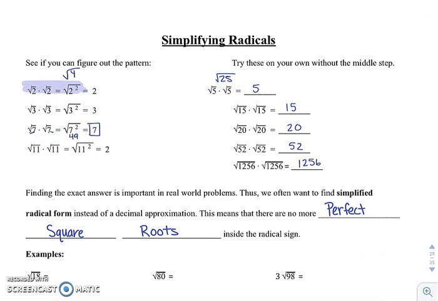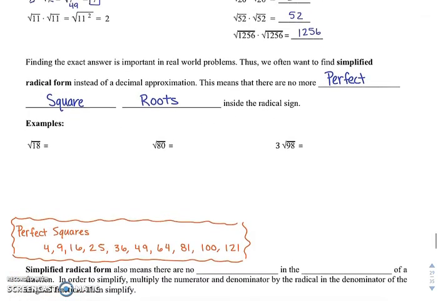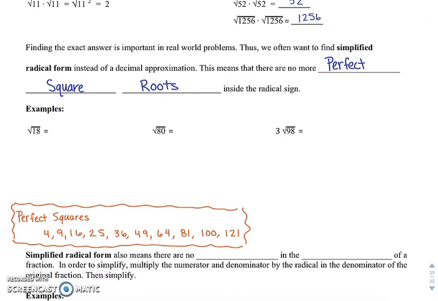So something is simplified when there are no more perfect square roots inside or underneath the radical sign. So let's go down and simplify a couple of these. Now, if you don't know your perfect squares, it might be good to write them down. Maybe you only knew some of them, but I did write them down there in red for you. So 2 times 2 is 4. 3 times 3 is 9. 4 times 4 is 16. Those are your perfect squares up through 11. Most likely you won't need any larger than that to memorize.